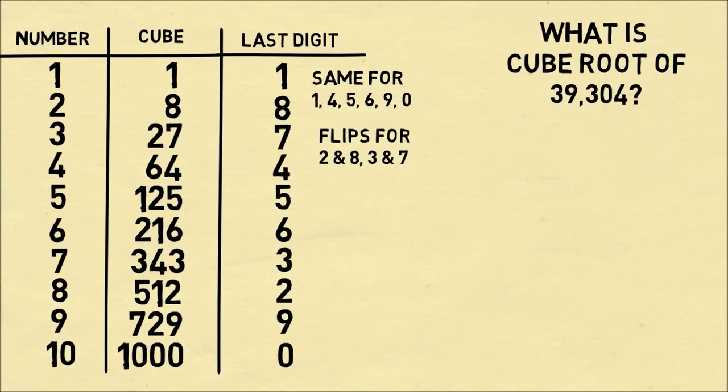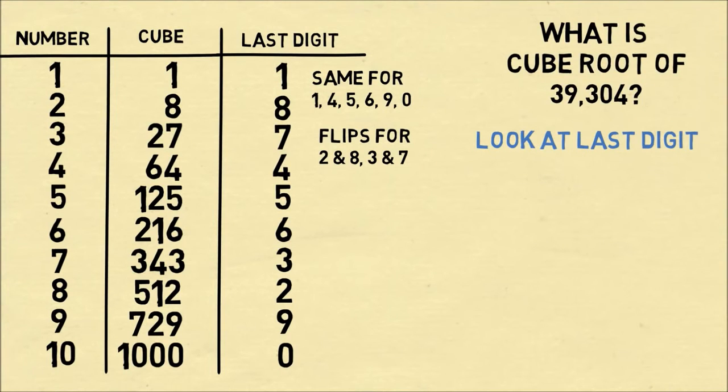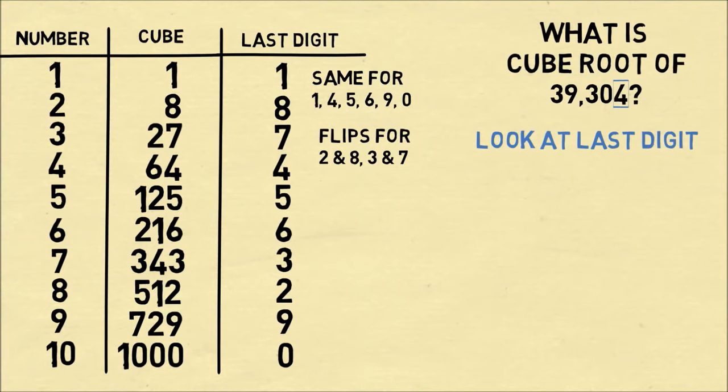So let's do the trick. What's the cube root of 39,304? The first thing I want you to do is look at the last digit. The last digit of 39,304 is 4, which we're going to put in a box. So we look up 4 in the last digit table, and that corresponds to the number 4. So we write down the number 4.